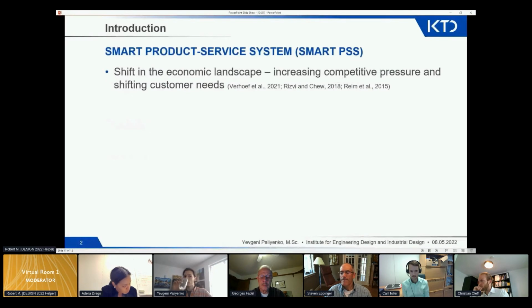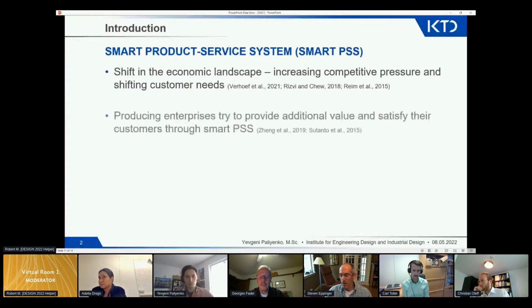First of all, let us start with a brief introduction into the topic and the underlying motivation. In the past years, a shift in the economic landscape can be observed. Increasing competitive pressure and shifting customer needs force enterprises to change the way they conduct their business and change their business models. Especially producing enterprises often try to improve their value proposition by providing additional services, thus satisfying their customer needs through so-called product service systems. Such systems can be either classic or smart.